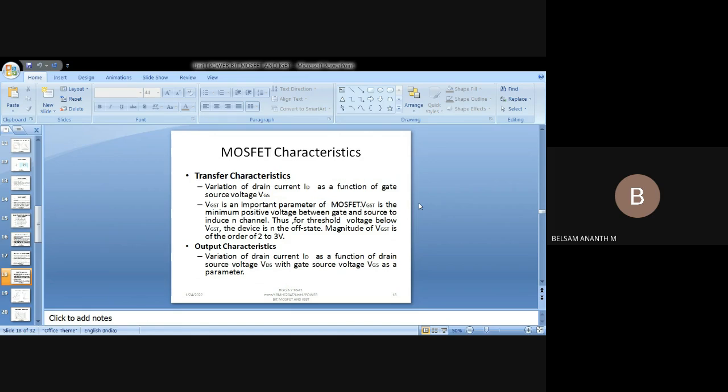Transfer characteristics speak about the drain current and the gate source voltage. The characteristic curve is drawn between the drain current and the gate source voltage. And another one, output characteristics, speaks about the drain voltage and the gate source voltage, and the variation of the drain current between these two sources.